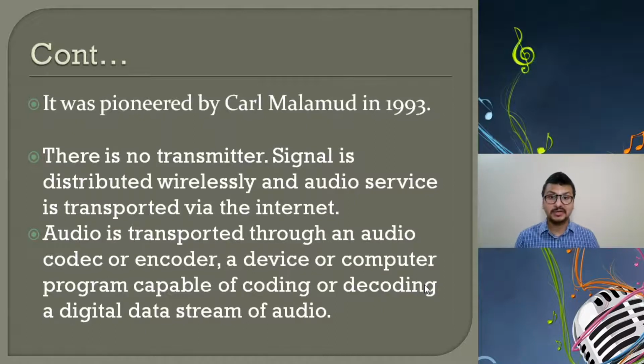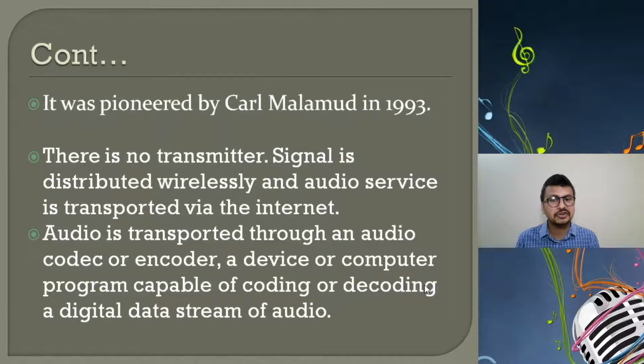There is no transmitter. It's like imagining a radio without a transmitter; then how will you transmit? The internet has everything: transmitter, receiver, distribution. So a transmitter is not involved in internet radio. Signals are distributed wirelessly, and the audio service is transported via the internet. So signals are wirelessly distributed with the internet, and the audio service, the main thing of the radio, is transported by the internet.